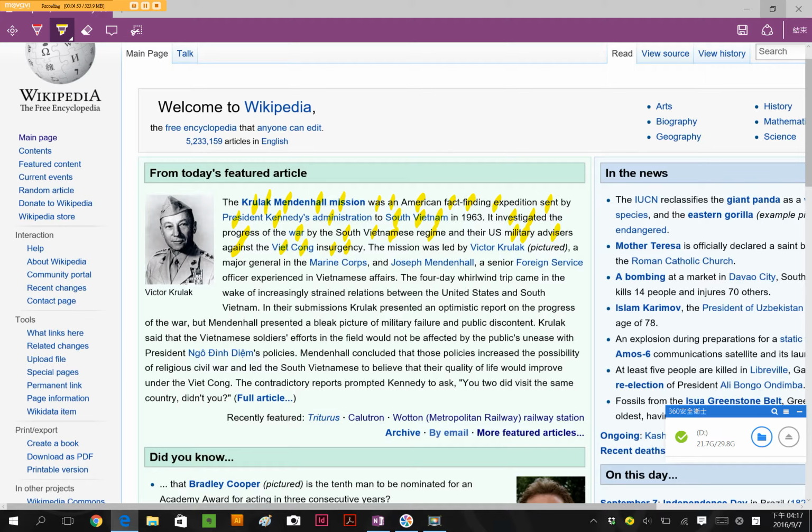The Gulag Mandelholm mission was an American fact-finding expedition sent by President Kennedy's administration to South Vietnam in 1963. It investigated the progress of the war by the South Vietnamese regime and their U.S. military advisors against the Viet Cong insurgency. Okay, so if you highlight a strong verb, you can say it a lot better and clearer.